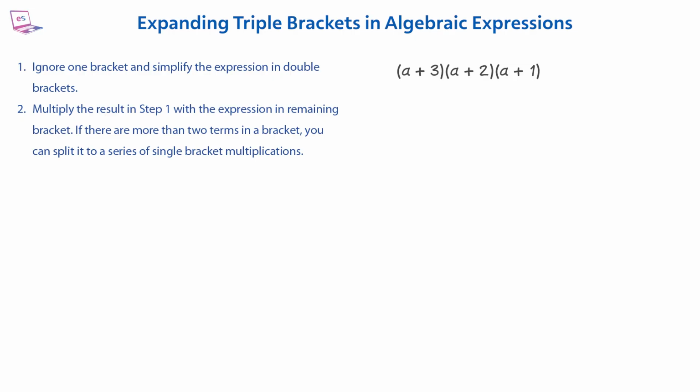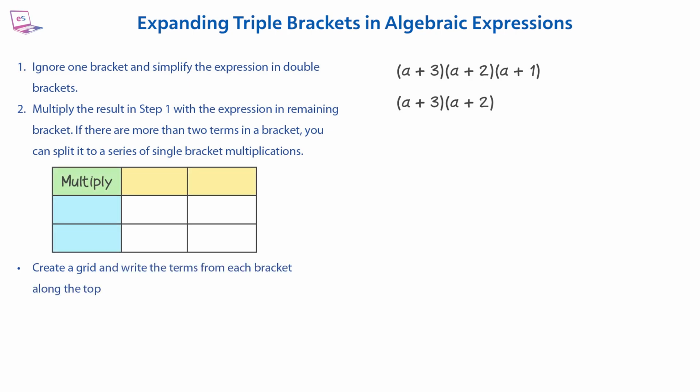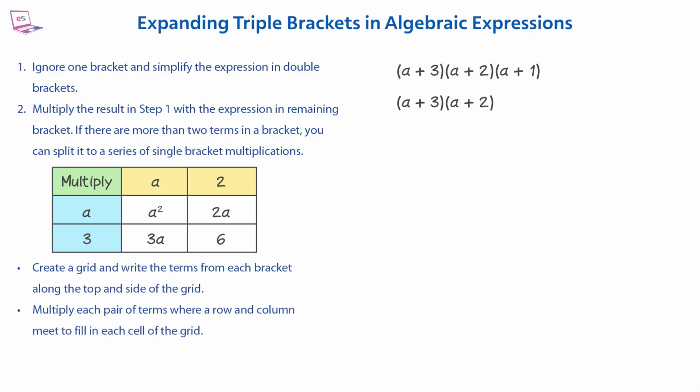First, let's take the first two brackets, (a + 3)(a + 2), and simplify that using the grid method. Create a grid and write the terms from each bracket along the top and side of the grid. Multiply each pair of terms where a row and column meet to fill in each cell of the grid. Add up all the terms from the grid and combine any like terms to simplify the expression.